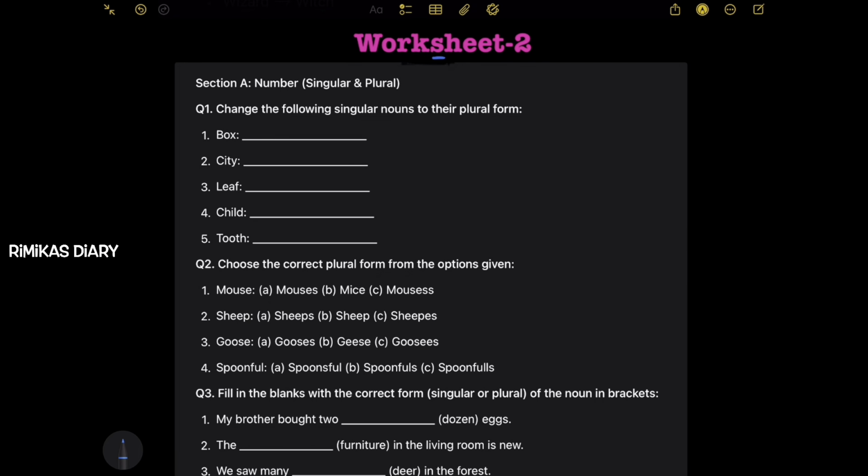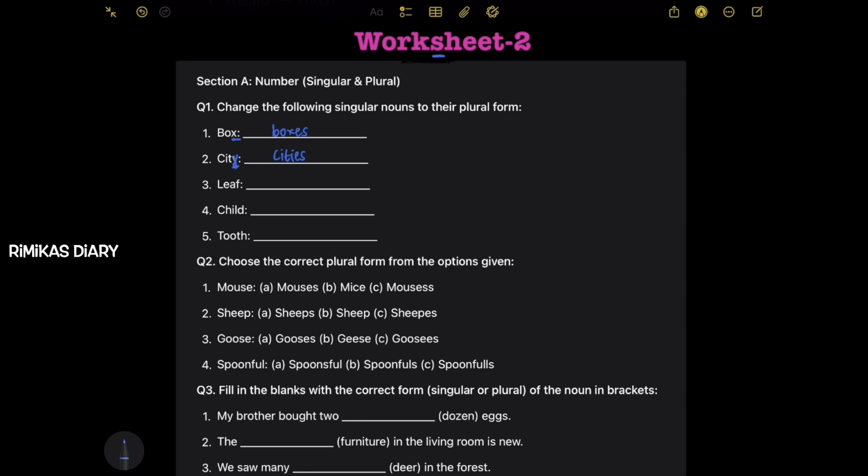So, worksheet 2, section A, number. So, singular and plural. So, question 1. Change the following singular nouns to their plural form. So, box, boxes. City, cities. So, the first one, if the word ends with X, you're supposed to add ES at the end. So, box, boxes. City, it ended with Y, and there's a consonant before it, so we are supposed to cut the Y and put I instead of the Y, and then add ES to it.